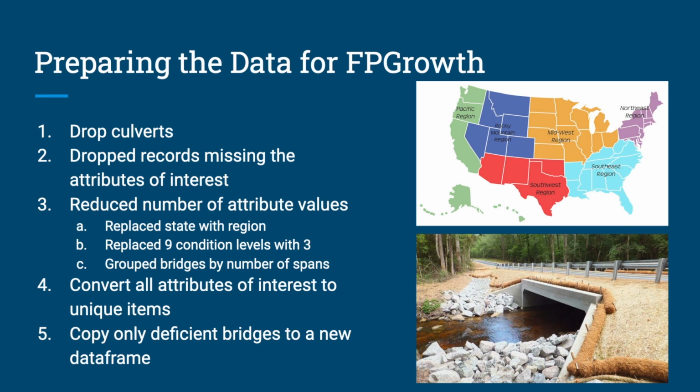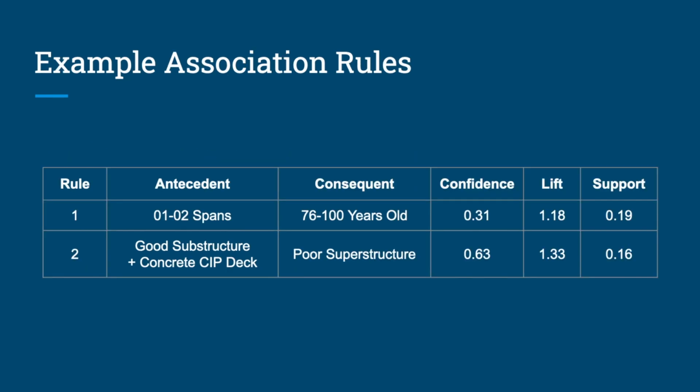And then I carved out only the deficient bridges into a new data frame or data set in order to put through the FP growth algorithm. When I put the entire data set through the algorithm, because the overwhelming majority of the bridges are not in poor condition, the rules did not pertain to deficient bridges. So I found it necessary to compartmentalize that and analyze those separately. But we do some comparisons back to the full data set, and we'll get to that momentarily.